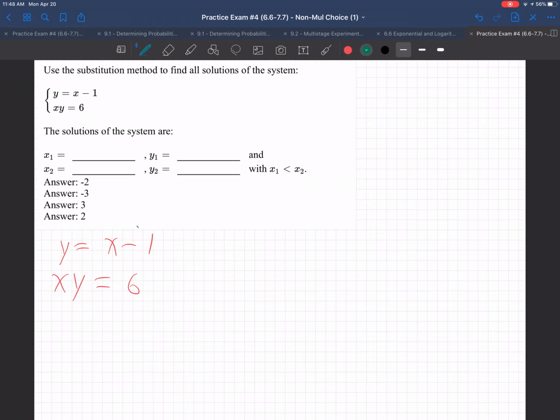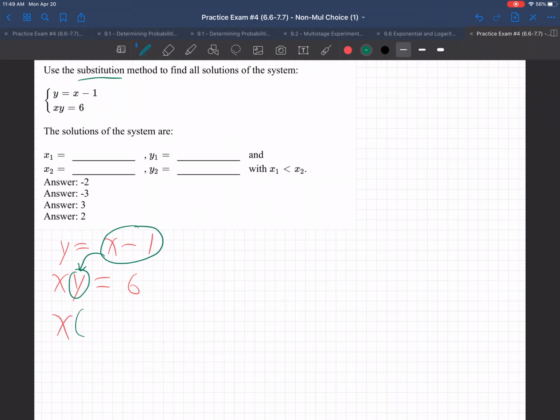Basically, I'm going to take this, y equals x minus 1, and plug it in for y in the other equation. That's what substitution means. You're going to substitute in, like a substitute teacher takes the place of a regular teacher. The first equation says y equals x minus 1. That means y is the same as x minus 1. So in the second equation, I can replace y with x minus 1.